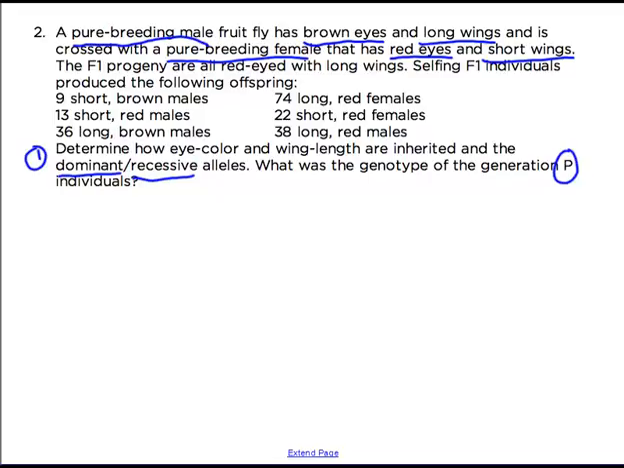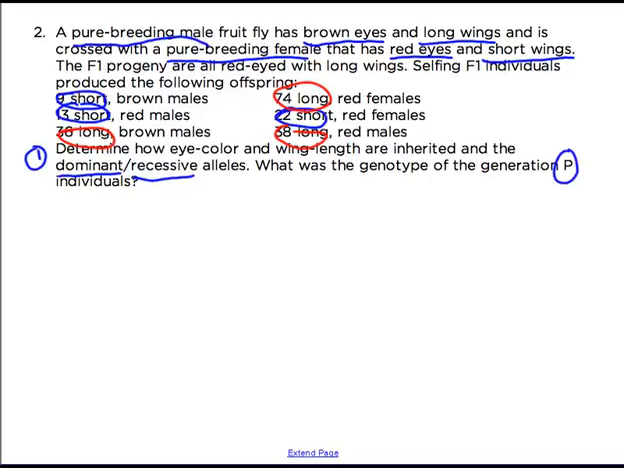Now, a pure breeding male fruit fly, before we even look at the cross actually, let's look at the data and see what kind of ratios we're getting. But what you have to do is separate the traits. So, in other words, first, forget about the color. Let's just think about the short versus long wings, all right? I'm going to circle all the short ones in blue and all the long ones in red. And let's just forget about males or females. All we're interested in is the short and the long.